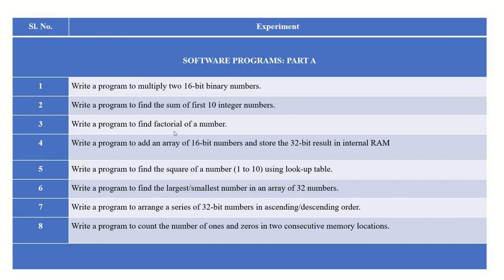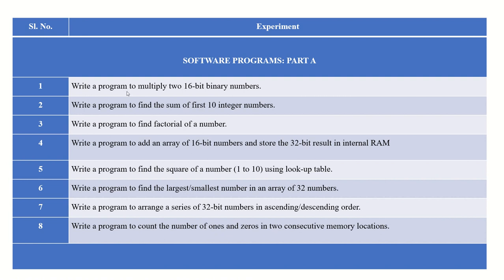In this syllabus, Part A software programs are there. We have a total of 8 different programs. We have to write code for each of these aims of the experiment. This is the aim of the experiment. A total of 8 questions are given, and we have to write the answers.